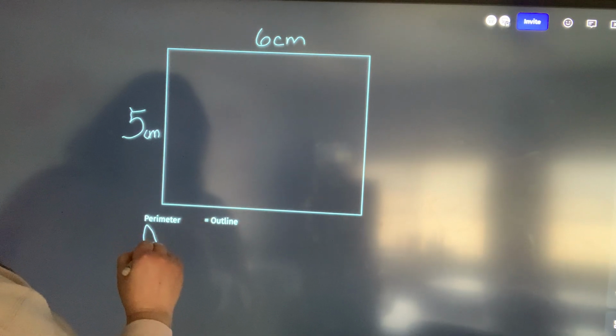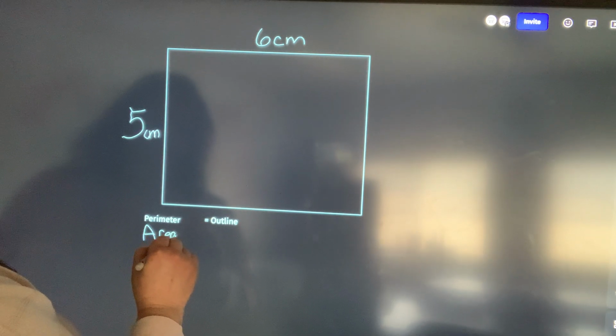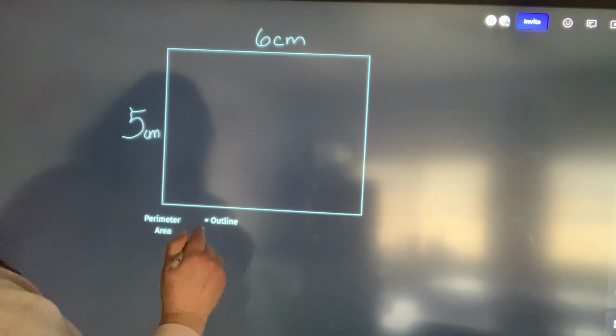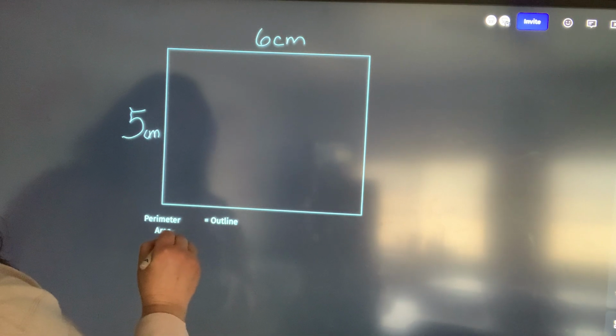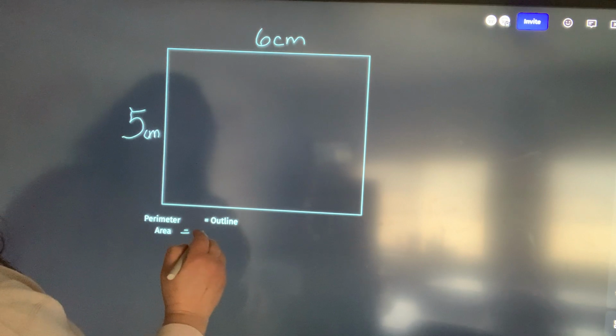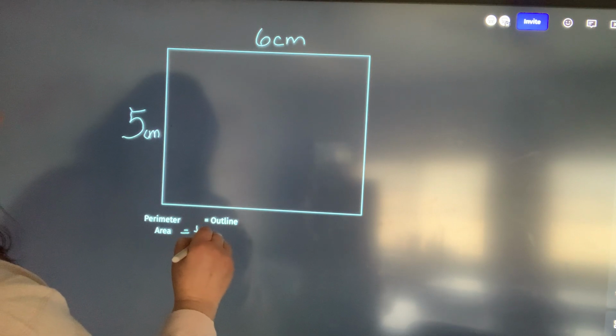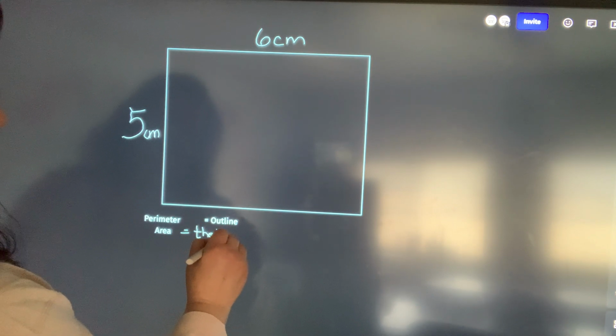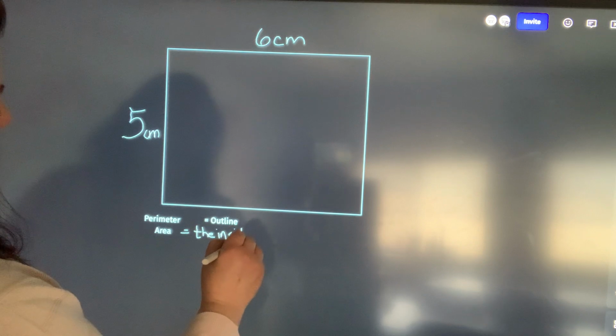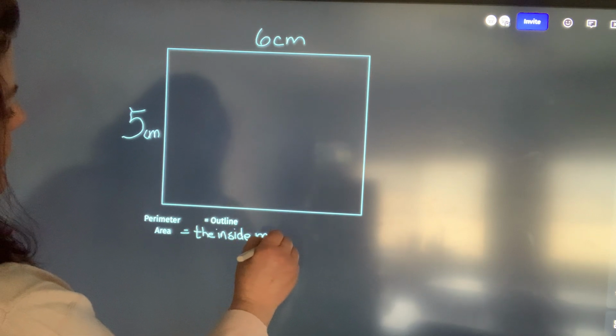And the area equals the inside measurement.